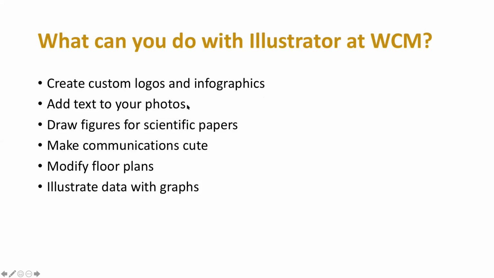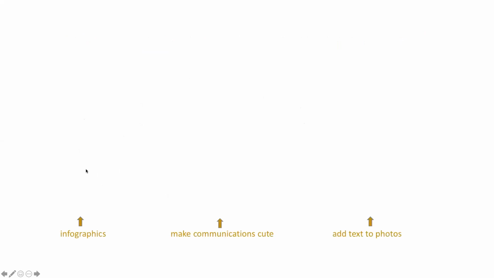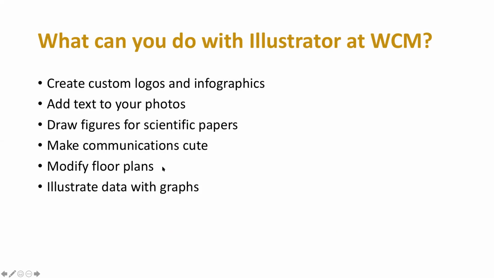You can add text to your photos. I know this is something that some of our researchers who are drawing scientific figures are doing a lot. I know you're importing JPEG images and then adding text on top for your papers. So Illustrator is also a great tool to do something like this. You can draw figures from scratch for papers. You can make your communications cute. I know we're always trying to come up with new ways to draw people's attention. You can modify floor plans. This is something I worked on with a woman in capital planning a couple years ago. And you can also illustrate data with graphs, which is a different lesson in and of itself, but Illustrator does have a cool graph tool as well.